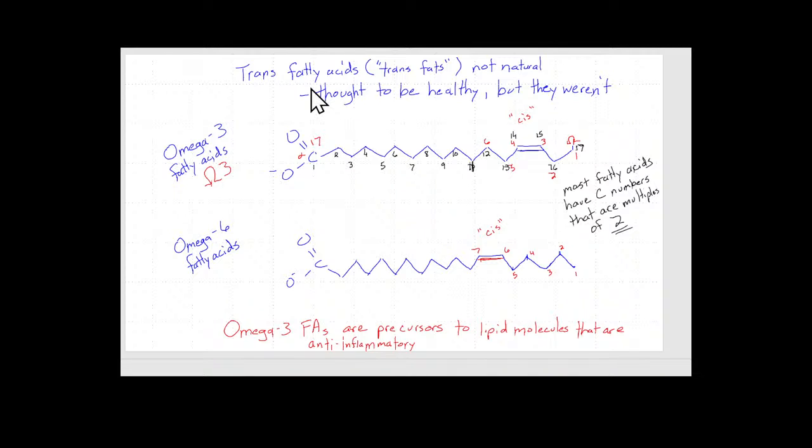about the... here's where I had written about trans fatty acids are not natural. They were thought to be healthy, but they weren't. So in nature, you're going to find the cis conformation far more often. And some of these fatty acids you might have heard of are omega-3 fatty acids and omega-6 fatty acids.